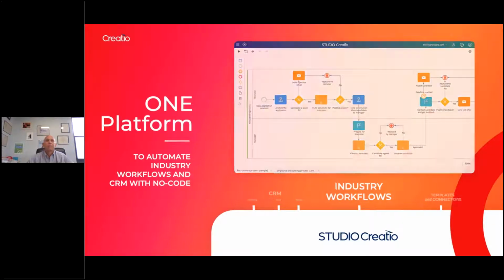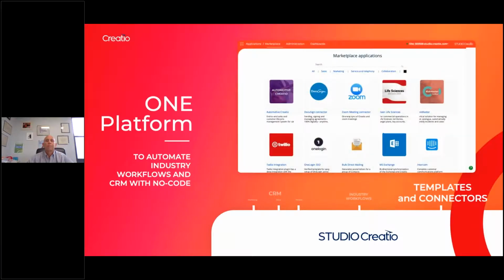We also have a variety of templates and connectors that are available via our marketplace. Some of the common applications that you interact with every day. Creatio has the opportunity and ability to link into those applications as well to make the end-to-end process even more streamlined and more efficient.